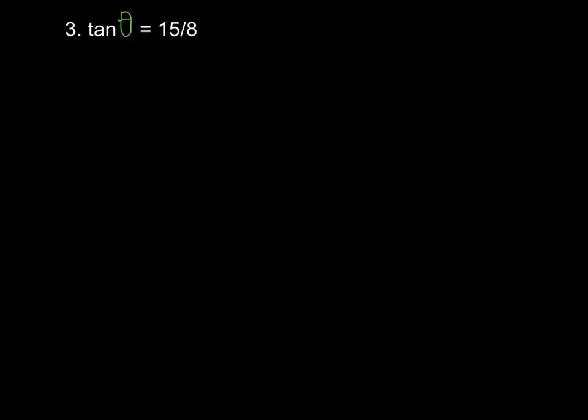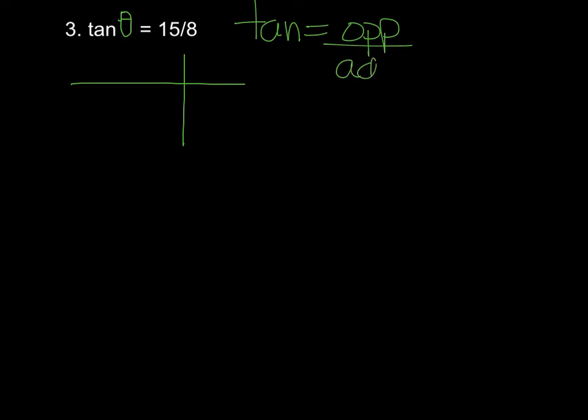All right, well, ignore my theta. It's beautiful, isn't it? So they're giving you that tan theta is equal to 15 over 8, but they're also telling you that theta lies in the third quadrant. So what I would probably suggest that you do is draw yourself a third quadrant, and remember that tangent is equal to the opposite over the adjacent. Oops, let's make that look like a D.